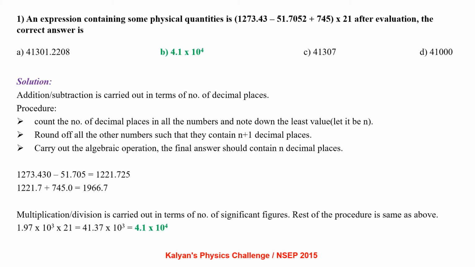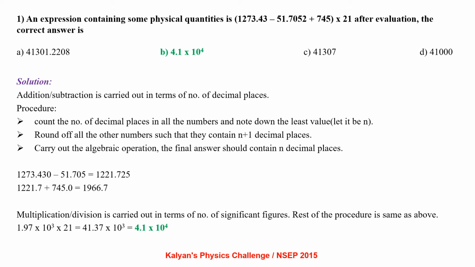Addition and subtraction is carried out in terms of number of decimal places. Coming to the procedure, count the number of decimal places in all the numbers and note down the least value, let it be n. Round off all the other numbers such that they contain n plus 1 decimal places. Carry out the algebraic operation. The final answer should contain n decimal places.